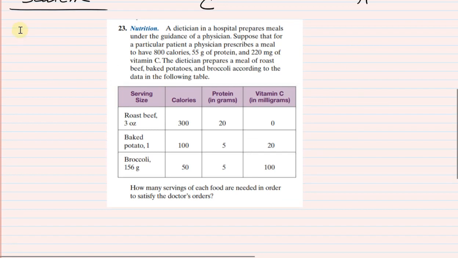In this exercise, this is number 23. Number 24, by the way, is very similar to this. And again, this is one of your homework problems, I believe, that you're working. So let's work these together.